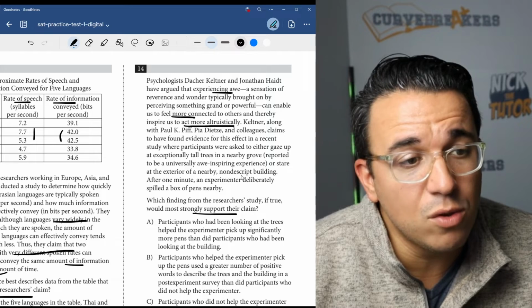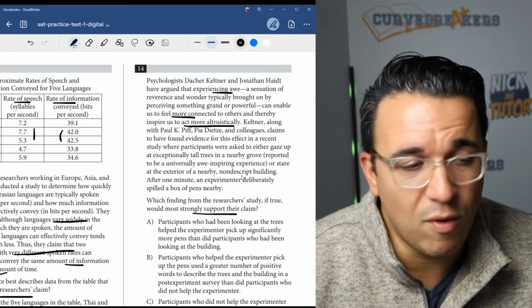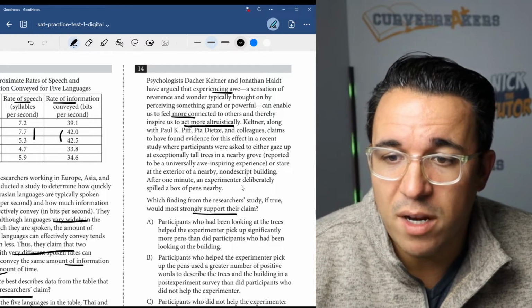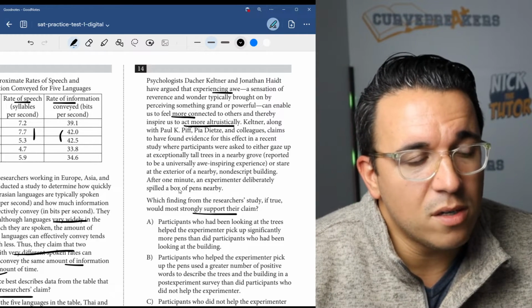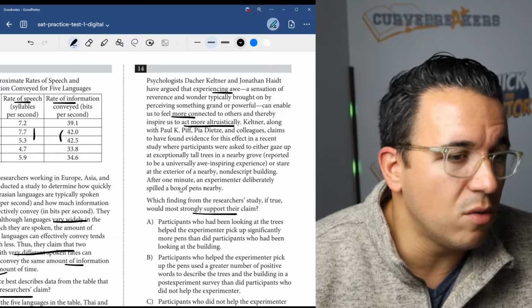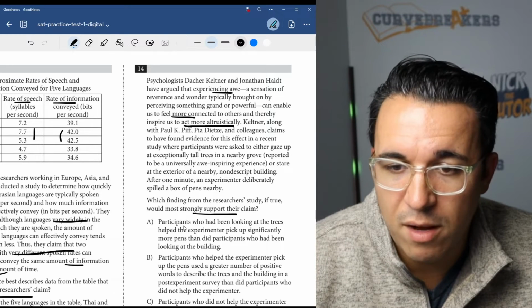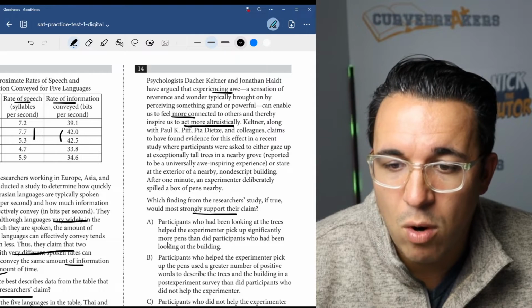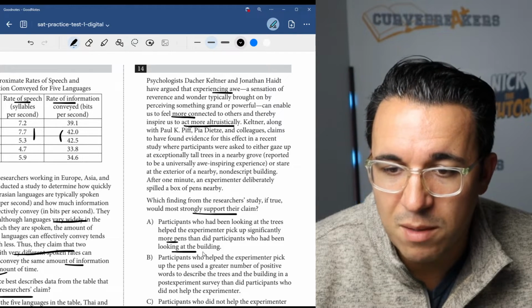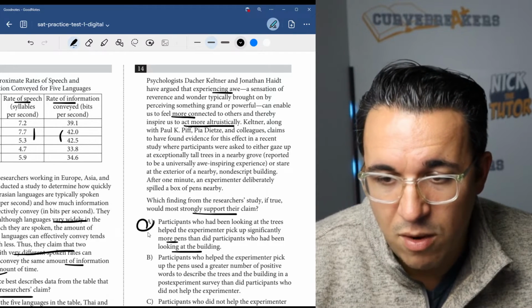So they're looking at huge trees or they're looking at a random wall. After 1 minute, an experimenter deliberately spilled a box of pens nearby. So my guess here is that the people looking at the trees are going to do something charitable, like help the person out, right? So, "Participants who had been looking at the trees helped the experimenter pick up significantly more pens than the participants who had been looking at the building." So that's probably going to be correct.